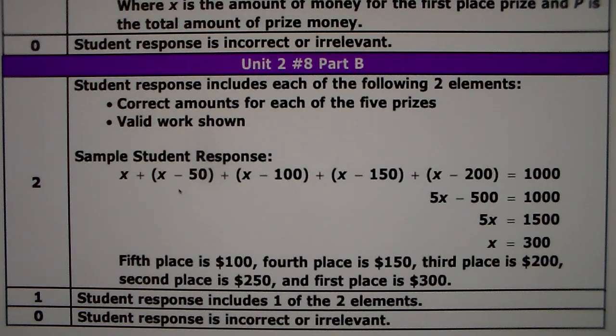Then we're going to put that $300 in for this X to find out our second place, because second place is X minus 50. So 300 minus 50 is actually 250. Third place prize, you put that 300 in for X. 300 minus 100 gets you 200. So third place gets $200. Fourth place, 300 minus 150 gets you 150. So fourth place gets $150. We put that 300 in for this X. 300 minus 200 gets you 100. So fifth place is $100.